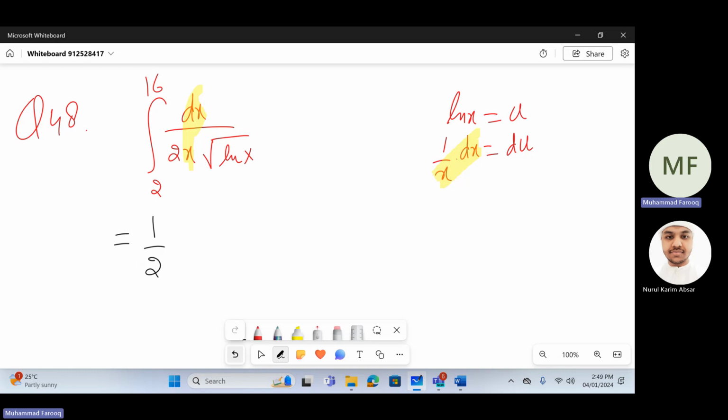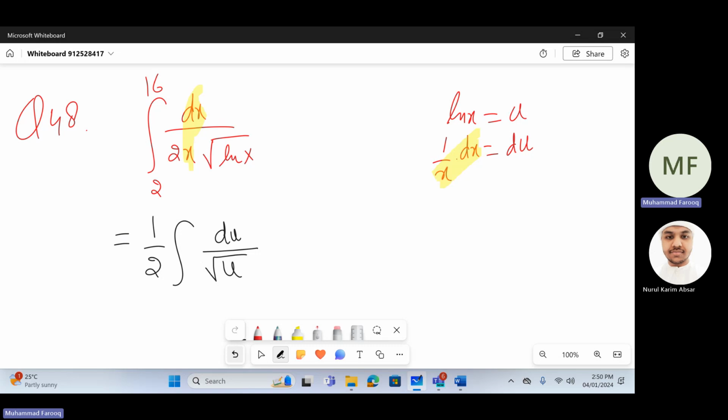I have the integral. Now dx by x is how much? du. And the x is how much? It is du, and be careful, it has a square root. I just substituted the values here, so after substitution, I got this one. Are you getting the same thing? Yes. Can you apply ln with the square root?